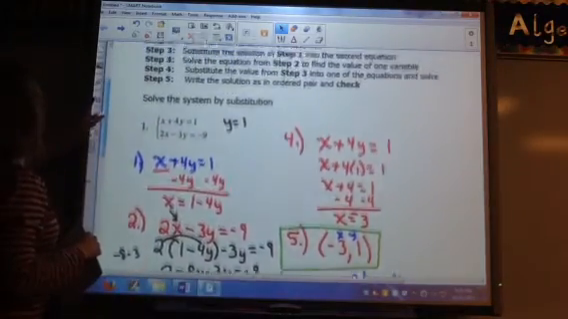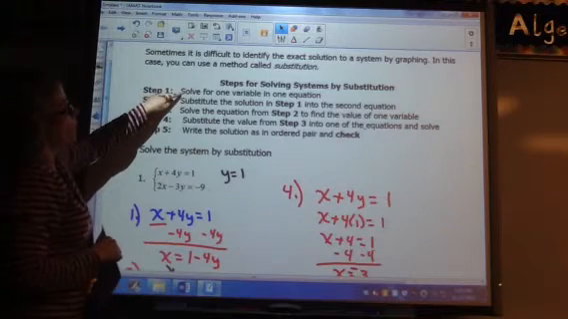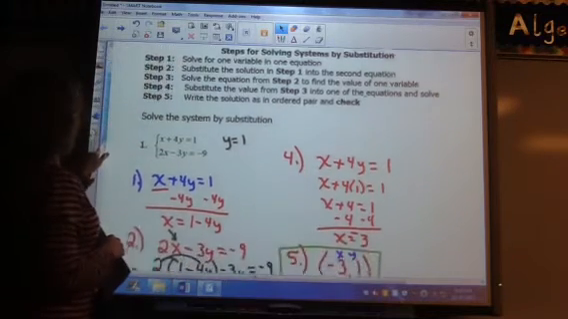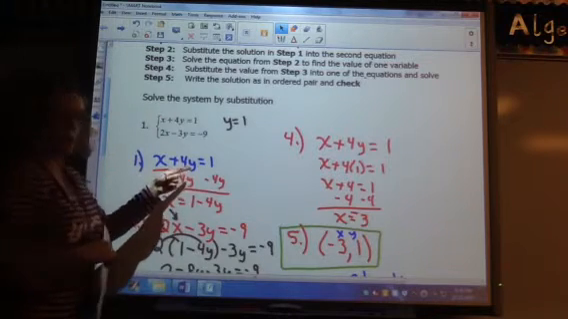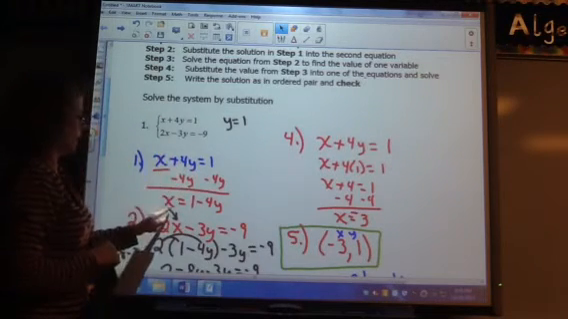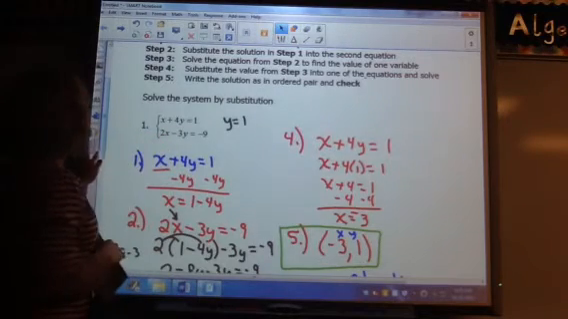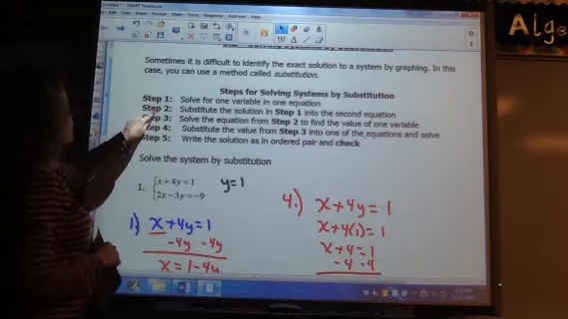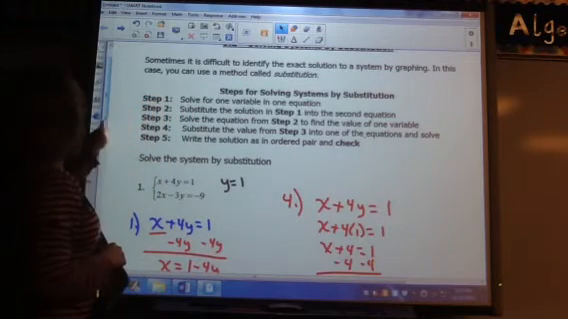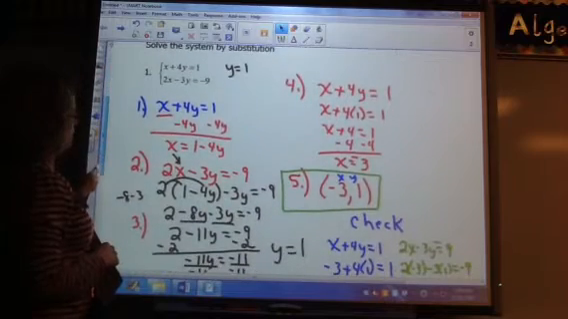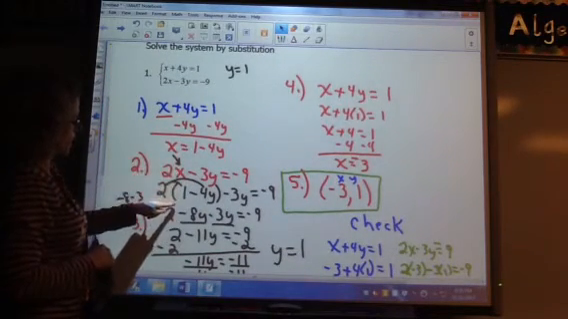Here's what we did. All right, first step, solve for one variable in the equation. Well, I picked this first equation and I solved for x. Now, if I wanted to solve for y, I could, but I solved for x. If I wanted to pick this equation and solve for x or y, I could. All right? Step 1, check. Step 2, substitute the solution from this equation into the other equation. So here's my other equation, and I substituted in for x.